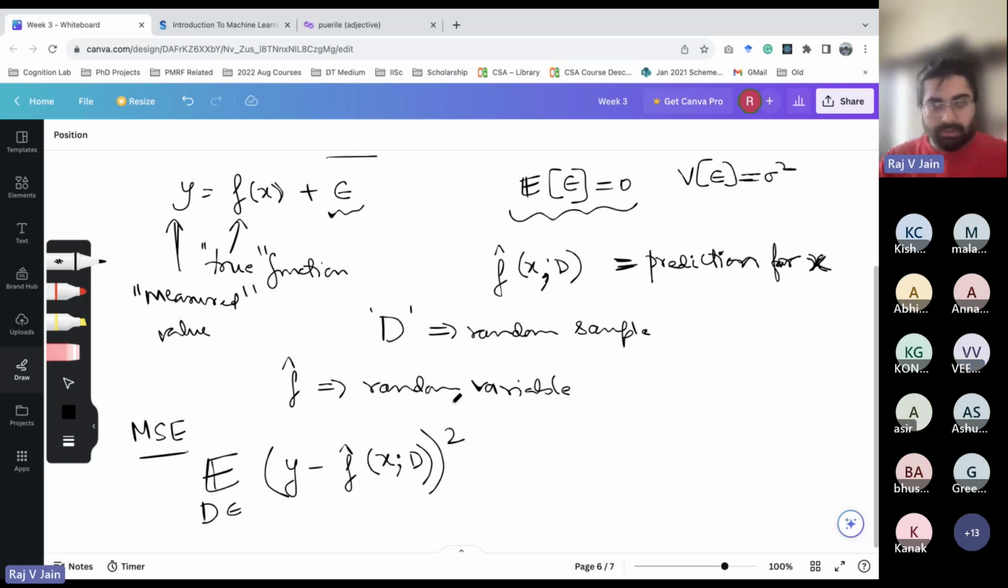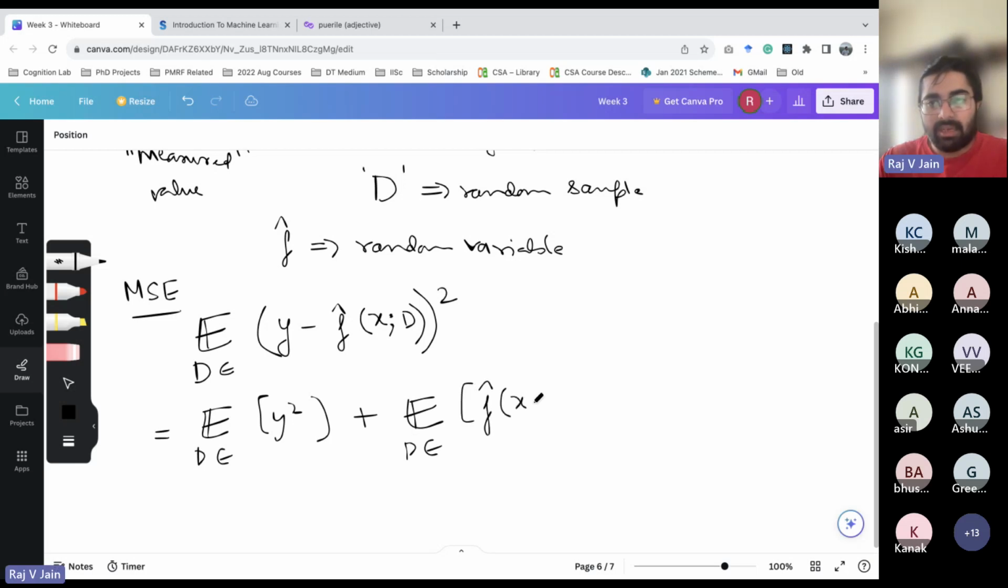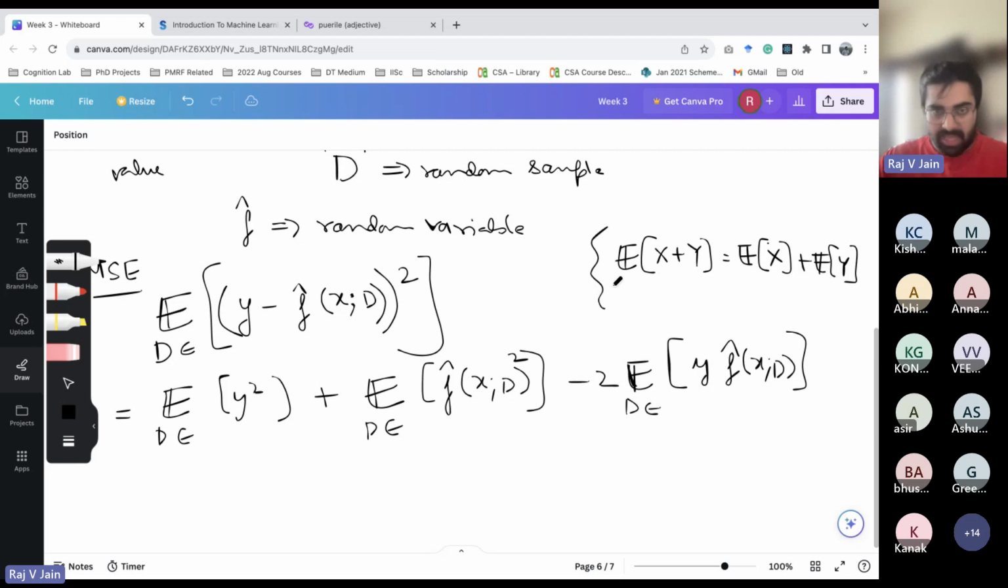Okay. Now with this, we will break it down into 3 components, and then we'll look at why it comes out to be that. I can write this as, we'll just expand this idea, the square, then minus 2 expectation over D and epsilon of y times f hat of x given D. Again, this is just expanding the square: a minus b the whole square. Then use the fact that the expectation of, let's say, x plus y, 2 random variables, is linear over them. These are all things you should be aware of.